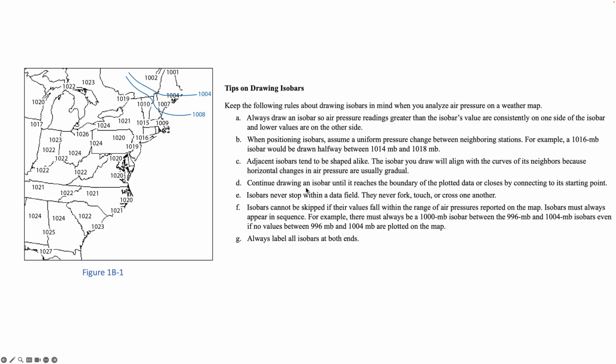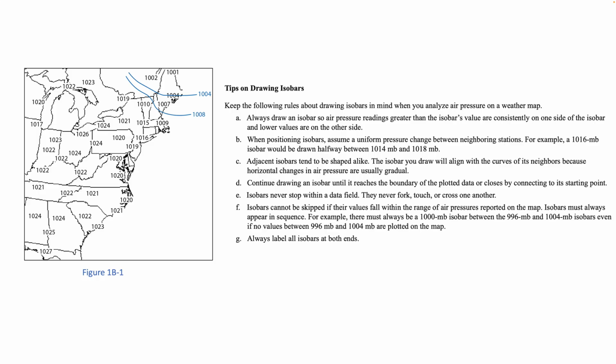All right, isobars never stop within a data field. That's true. So as long as you've got data, you keep drawing isobars. Also, isobars don't fork, and they don't close. The reason isobars don't fork is because basically what you're doing is creating a middle ground between isobars that have the same value. So if you have to draw a second isobar with the same value, you do that, but you don't fork.